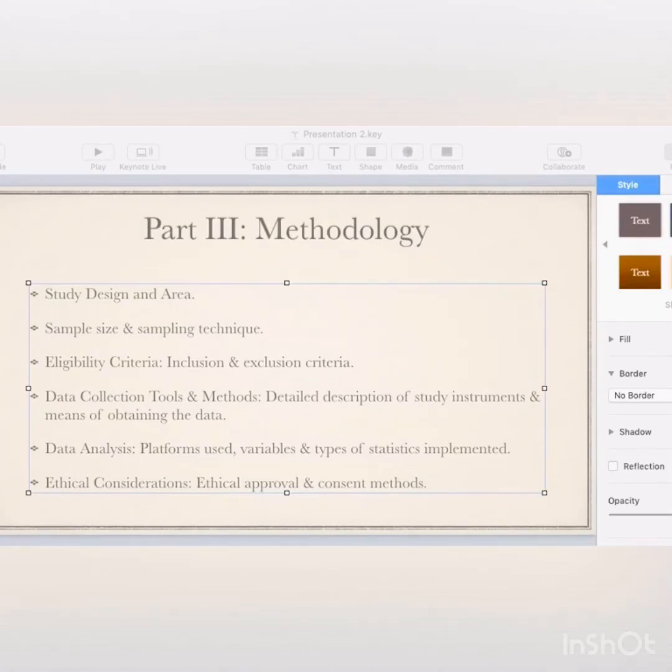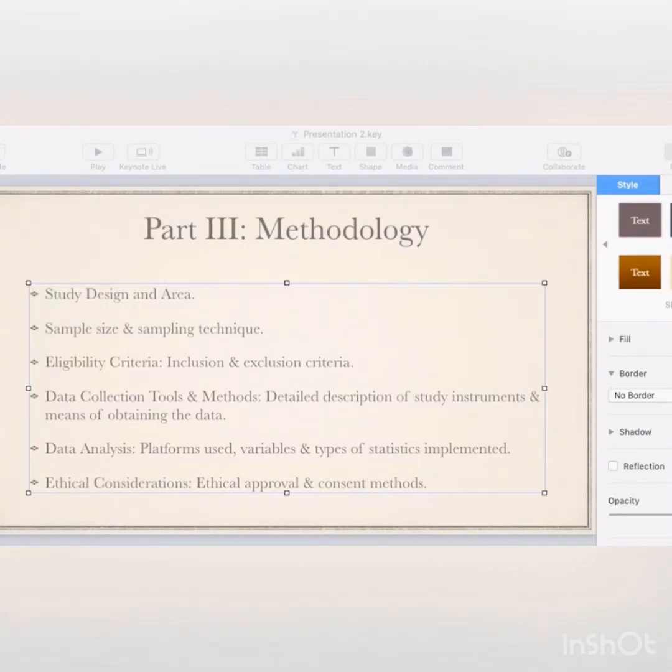The fourth subheading would be the data collection tools and methods. In this respect, the data collection tools must be described in detail. If there are different parameters in this collection tool, they must also be described. If they're divided into sections, these sections must also be described in detail. And also, if there's any method of scoring in these data collection tools, it must also be disclosed. So, in brief, this subheading contains the detailed description of study instruments and the means of obtaining the data, whether it's through an online survey or through face-to-face interviews, and so on.